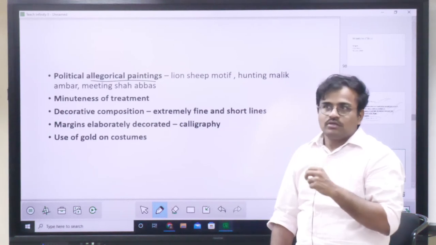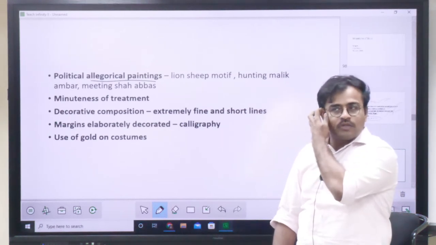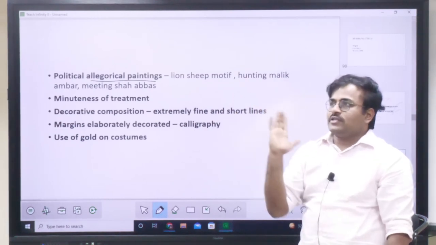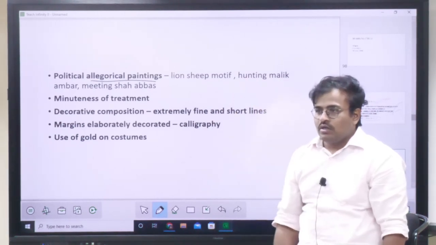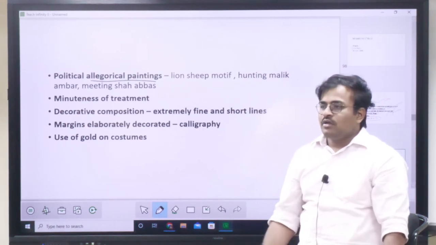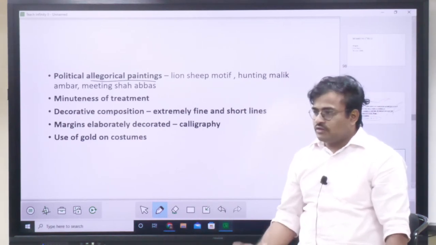Bijapur. So the Adil Shahis are of Bijapur, and Malik Ambar belongs to Ahmednagar. What happened is that this person started troubling Jahangir a lot. And Jahangir, I told you, was not very interested in the day-to-day administration or affairs of the military.